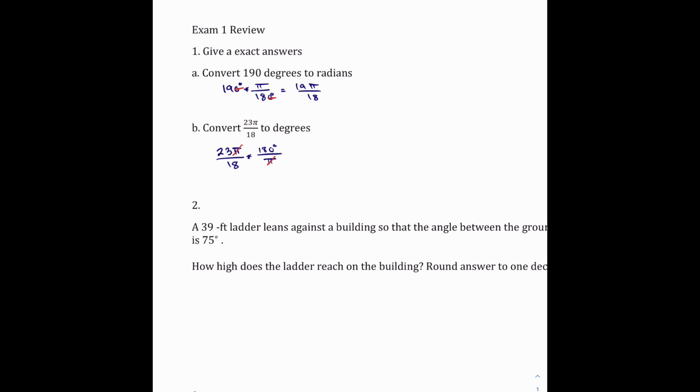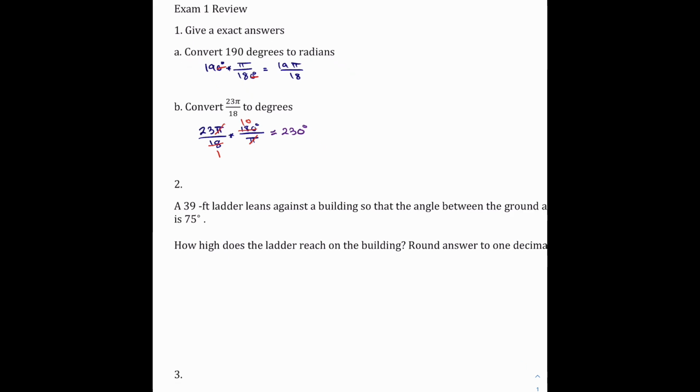And now we can divide both by 18. 1 by 18 here and 1 by 18 here. So we get 10. If you multiply 23 times 10, the answer is 230. So this is equal to 230 degrees. And don't forget to put the degrees. We usually don't write the word radians for that.